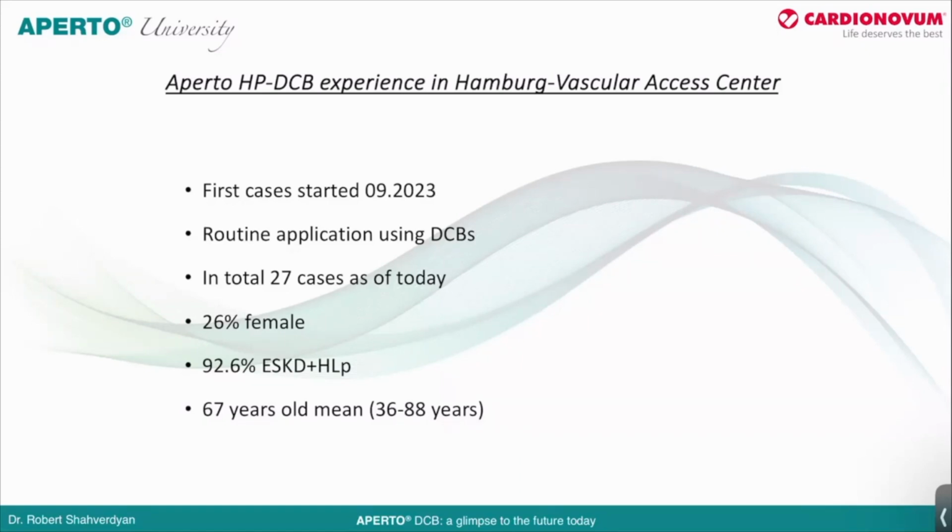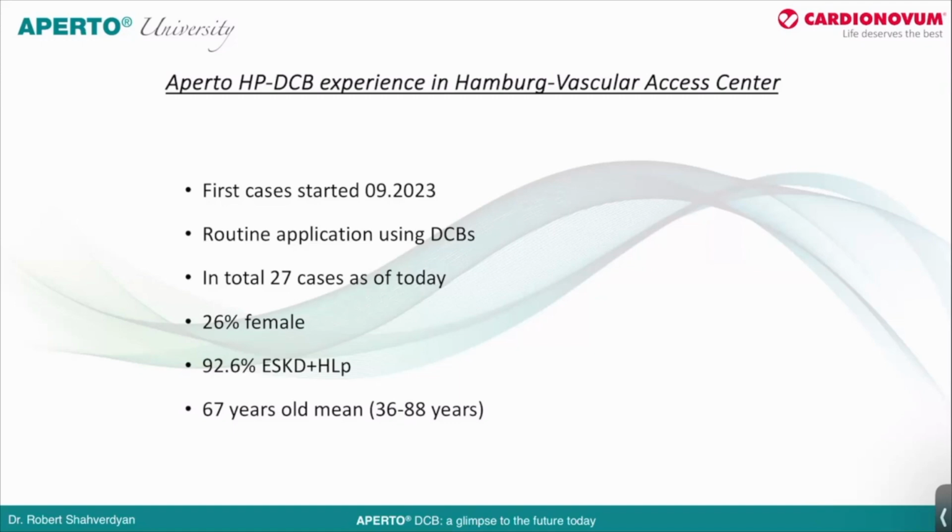So this was an interest of mine, to use one balloon as an angioplasty balloon, and I started using this balloon back in September last year. And I'm routinely using the DCB since a couple of years in over 80 to 90% of cases. As of today, we have done it in 27 patients, and a quarter of them were female patients, and most of the patients were using the dialysis access for either hemodialysis or apheresis, with typical demographics such as 67 years old on average, ranging from 36 to 88.